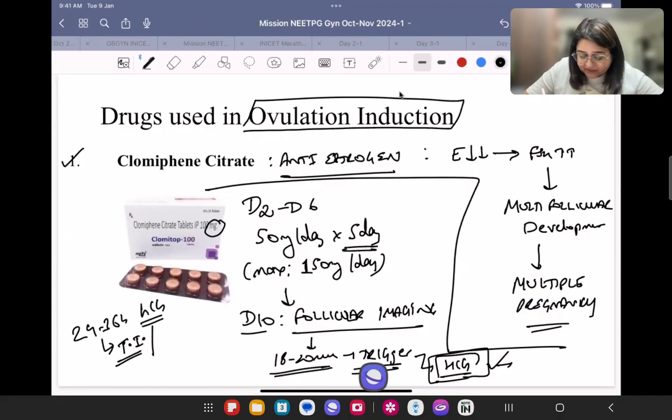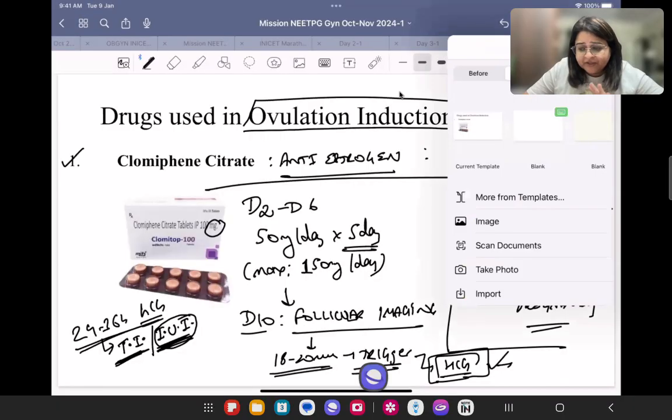Or we can time it if we're doing intrauterine insemination. Suppose there is a problem with coitus. Suppose the husband has erectile dysfunction, or premature ejaculation, or the girl has vaginismus. So if some coital problem is there, then we usually prefer to do an intrauterine insemination. So we can time the IUI or the sex according to when we give the HCG. This is what is done with clomiphene citrate.